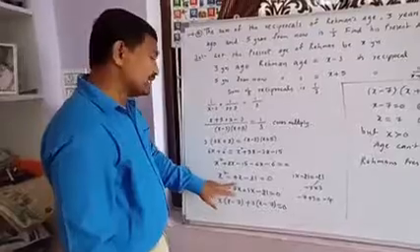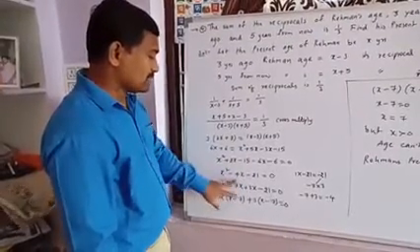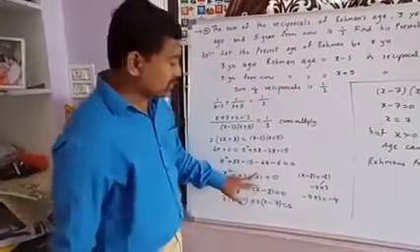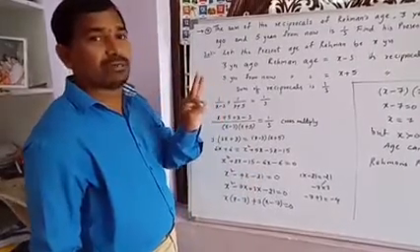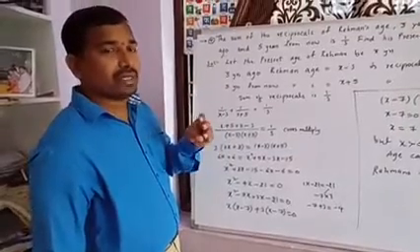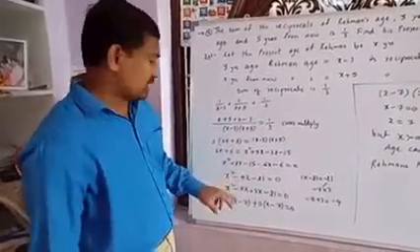So this is a quadratic equation in standard form, ax square plus bx plus c. Now we solve this quadratic equation. To solve we have three methods: factorization method, using the formula, and completing the square. Whenever it is easy to find factors, you go through the factorization method.